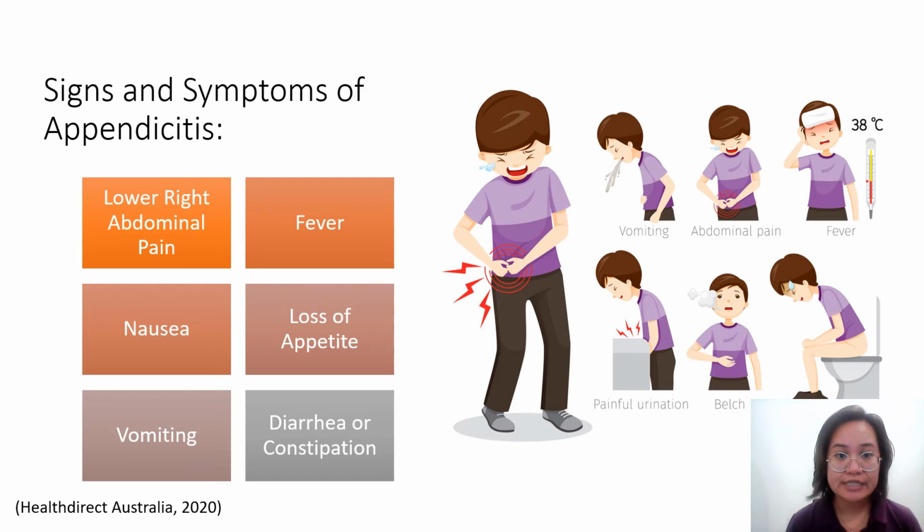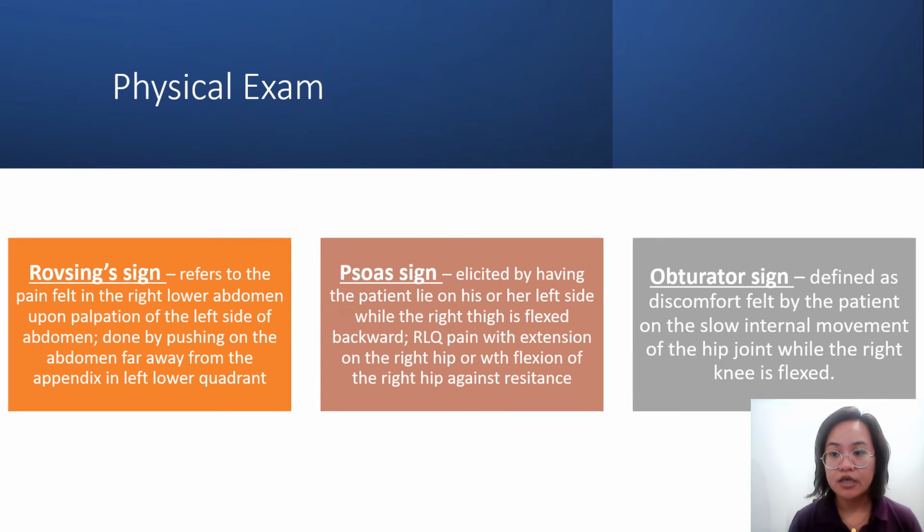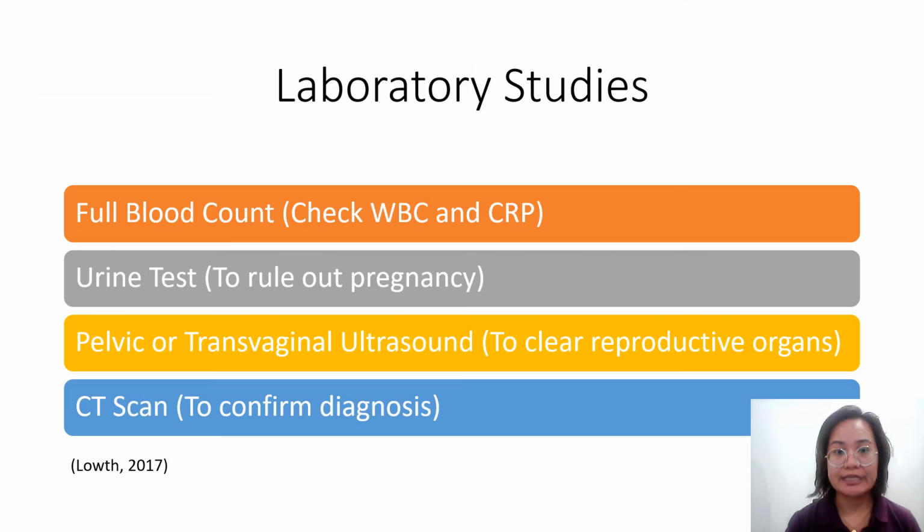So these are the signs and symptoms of appendicitis. She has the pain, she has the nausea, vomiting, and constipation. Here are other physical examinations that a medical officer or a doctor can do to confirm appendicitis. Now that we have suspected that Dina has appendicitis, we still need to do laboratory studies because she has had extensive reproductive health problems in the past that we need to rule out.